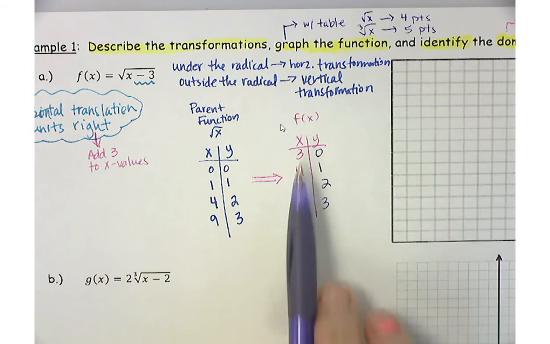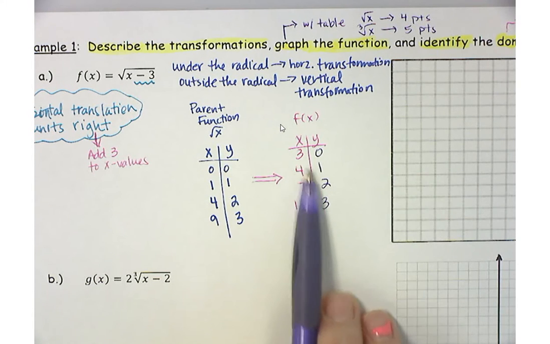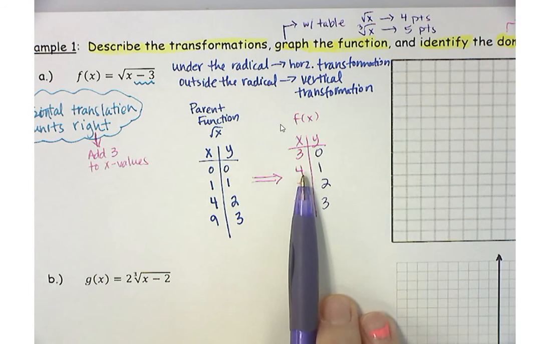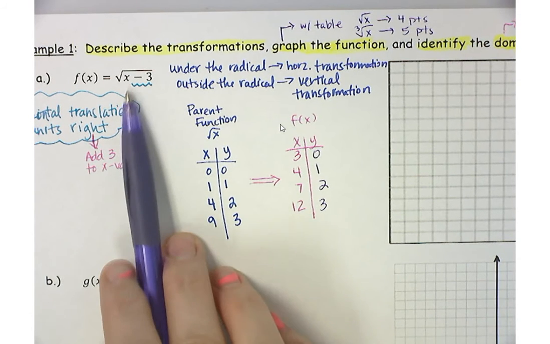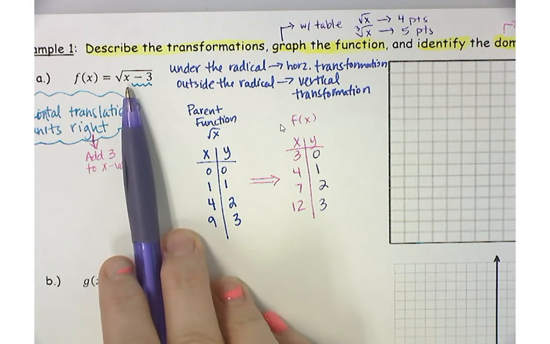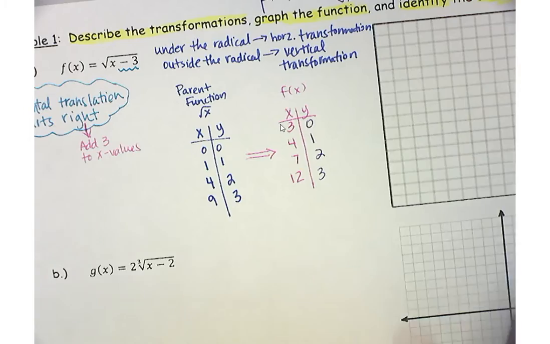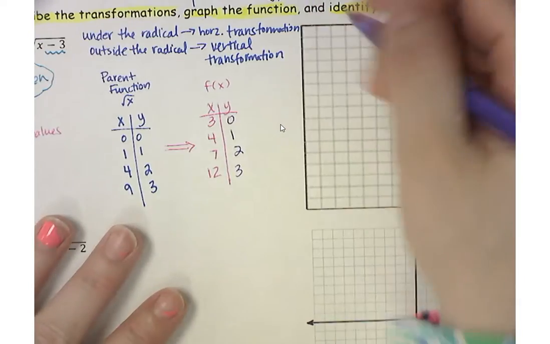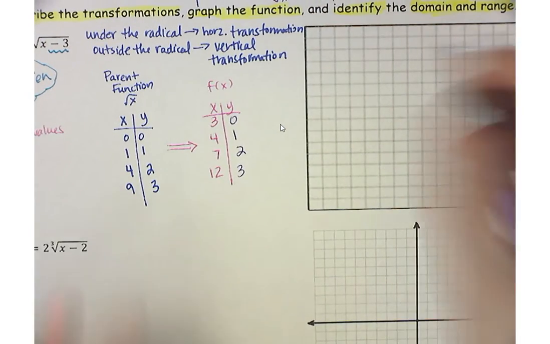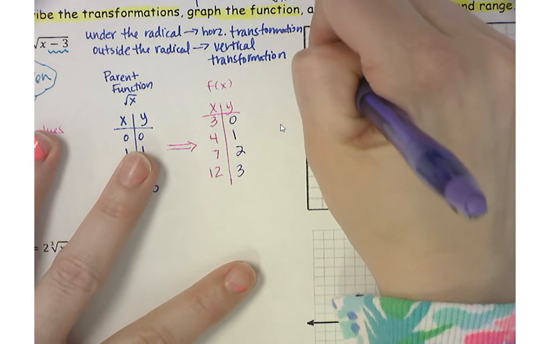So I have to go out to 12. Do I have enough space to do that, or am I going to have to go by 2s? Going to have to go by 2s? I can fit 12 on there, couldn't I? Okay, so I'll do that then.